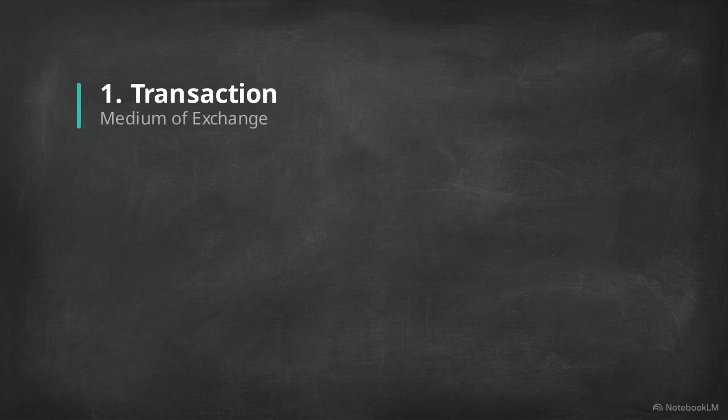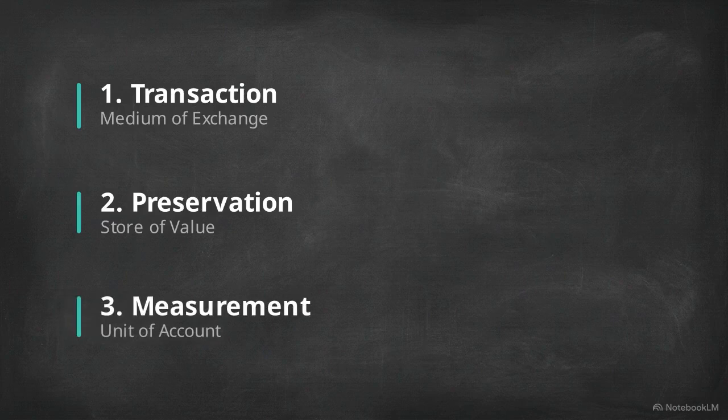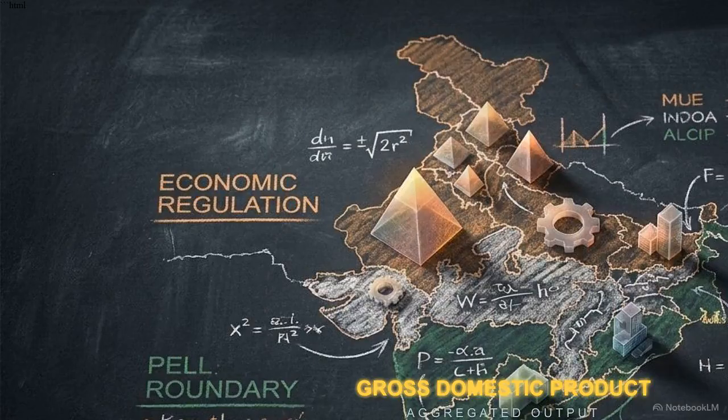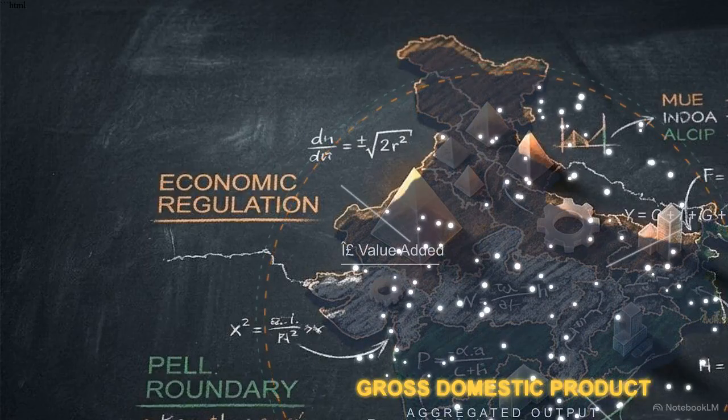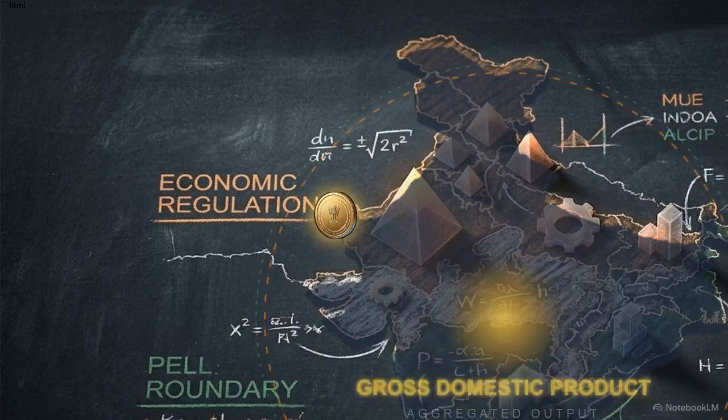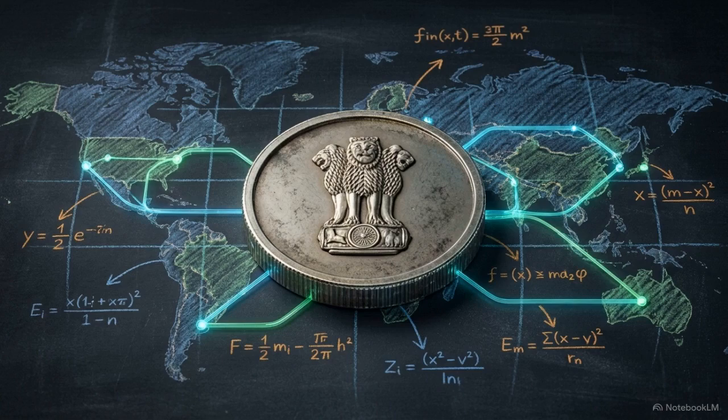To solve this, a modern economy establishes a currency satisfying three requirements. First, a medium of exchange. Second, a reliable store of value. And third, a precise unit of account, allowing us to measure a tractor against a loaf of bread using the same metric. By acting as a standardized unit of account, this information system allows a sovereign nation to aggregate its total domestic output and ultimately translate that value onto the global stage.